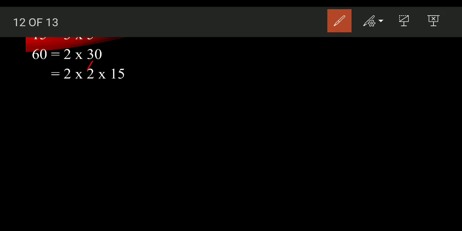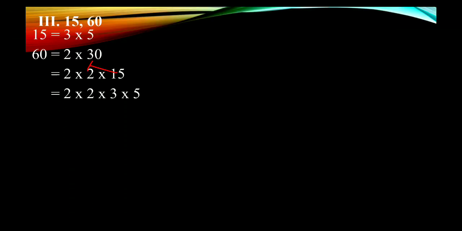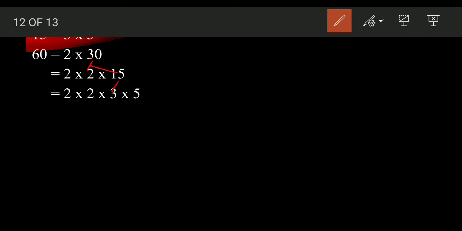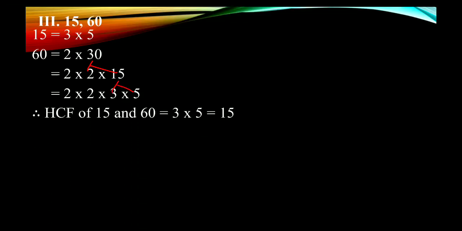Okay. Question number 3. It is 15 and 60. So we are going to write the prime factors of 15 and 60. 15 can be written as 3 into 5. Further, we cannot factorize because 3 and 5 are prime numbers, so we will not factorize further. 60 can be factorized as 2 into 30. 30 can be factorized as 2 into 15. And 15 can be factorized as 3 into 5. Further, it cannot be factorized because 3 and 5 are prime numbers.